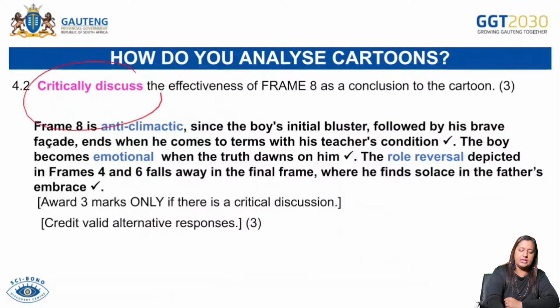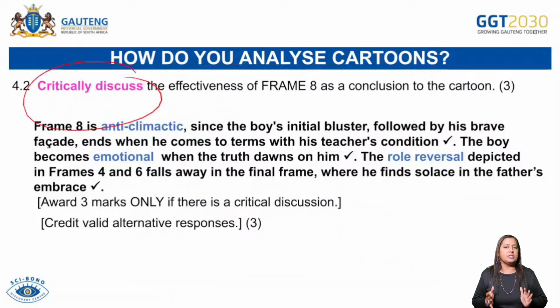Critically discuss means look at the impact that this cartoon strip had on you, and particularly focus at grade 12 level here in terms of frame 8. Remember, that's where the father is hugging Curtis, who is pretending to be confident, but in actual fact, he's demoralized. So, frame 8 is anticlimactic. That's what I said there. Since the boy's initial bluster, followed by his brave facade, ends when he comes to terms with his teacher's condition.